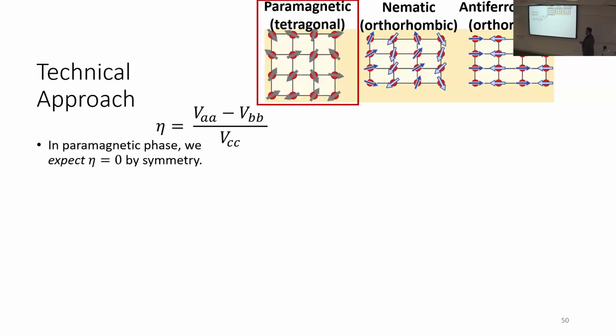And so here's the problem that we have at hand. Just in general, talking about the paramagnetic phase, I said before, it has tetragonal symmetry in that phase. And because of that tetragonal symmetry, we expect the EFG asymmetry parameter, defined as this, with AA, BB, and CC referring to the crystallographic axes. Because there's tetragonal symmetry, we expect this eta to be equal to 0.